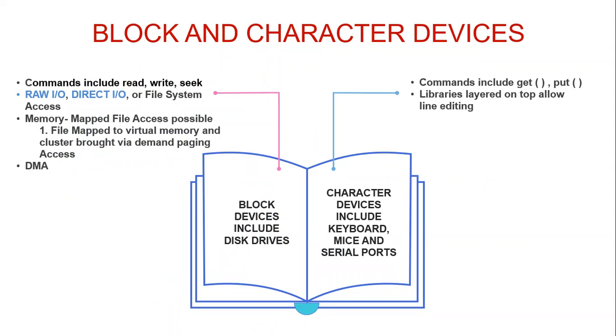Next are the block and character devices. Block devices access blocks of data, for example disk drives and CD-ROMs. In such devices, we can access raw I/O, direct I/O, or file systems, using commands including open, read, write, etc. A character device handles a single character at a time, for example a keyboard and a mouse, in which we can pass a single character by a click, and we use commands like get, put, etc.